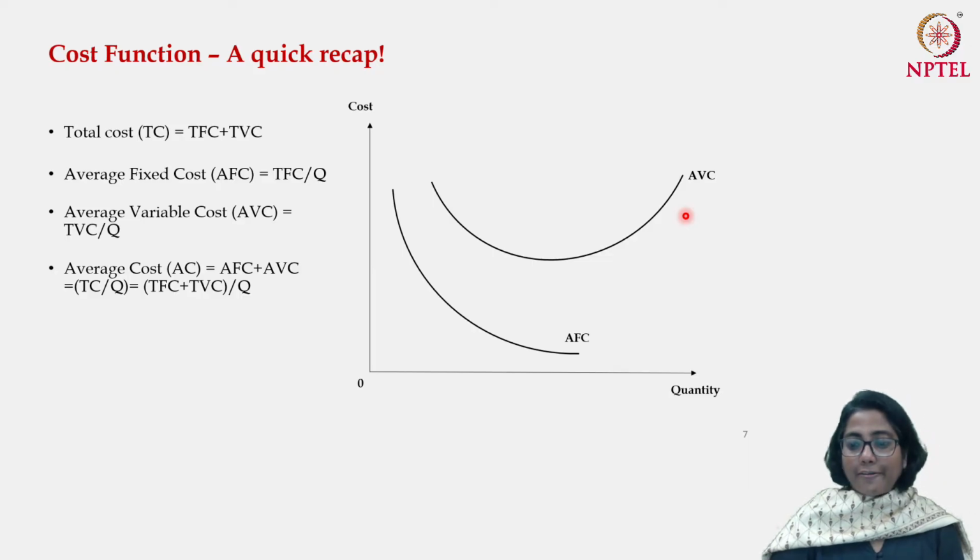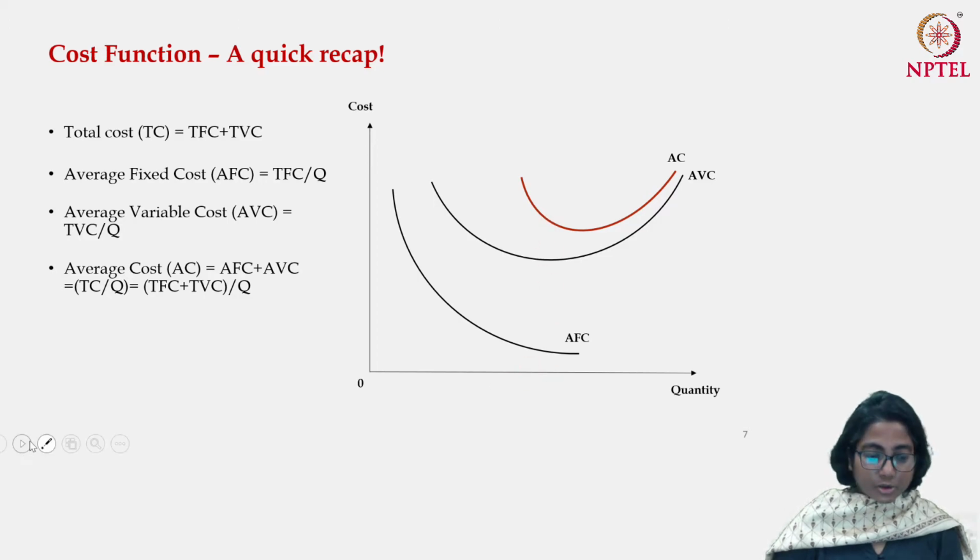Then we come to the average cost. This is basically a sum of average fixed cost and average variable cost. In this diagram, what you are doing is vertically adding up this distance, the average fixed cost, plus the distance of average variable cost, in order to get this distance, the average cost. So it basically looks like this.